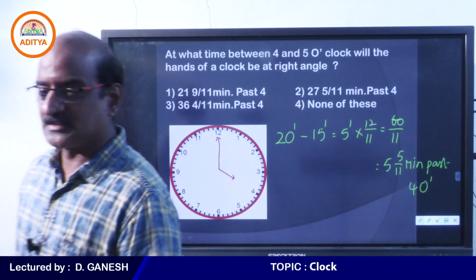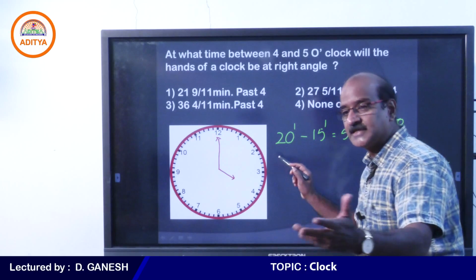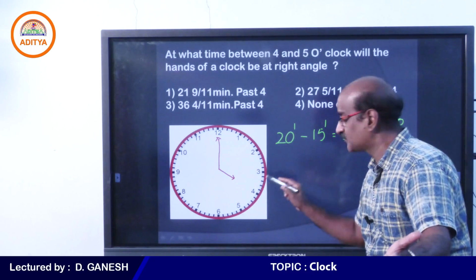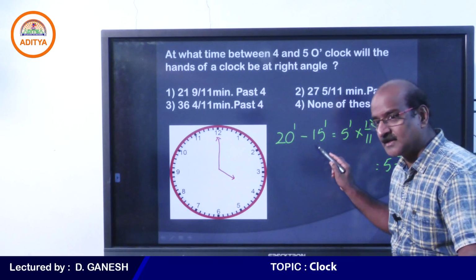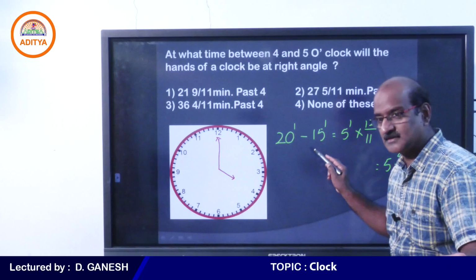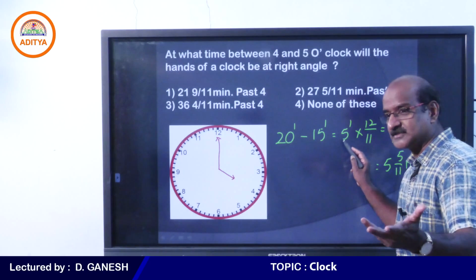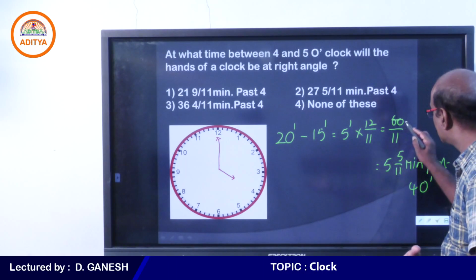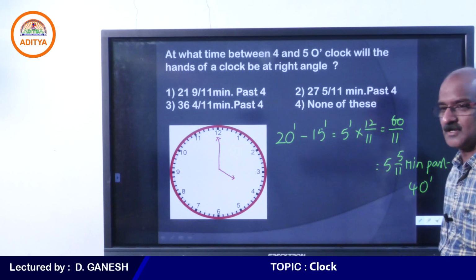Now please listen to me. What is this? This is the gap when the time is 4 o'clock. This is the gap you are expecting to be at right angles, which means it has to move 5 divisions. Therefore, 5 into 12 by 11, so 5 by 11 minutes past 4 o'clock.